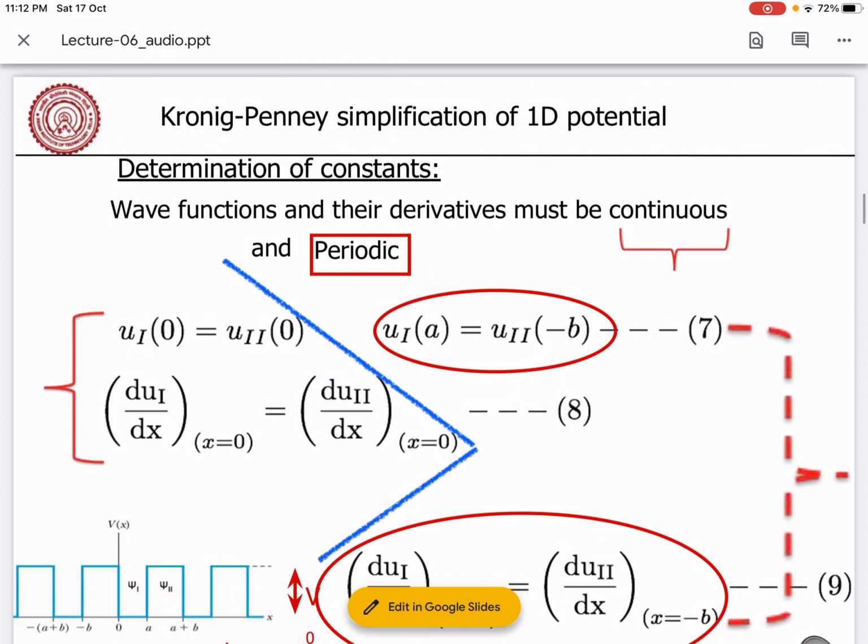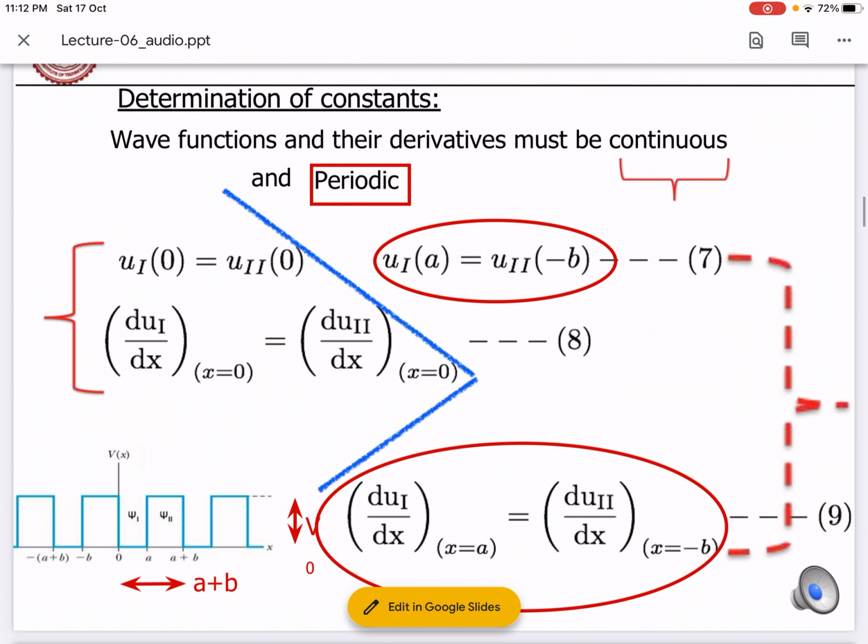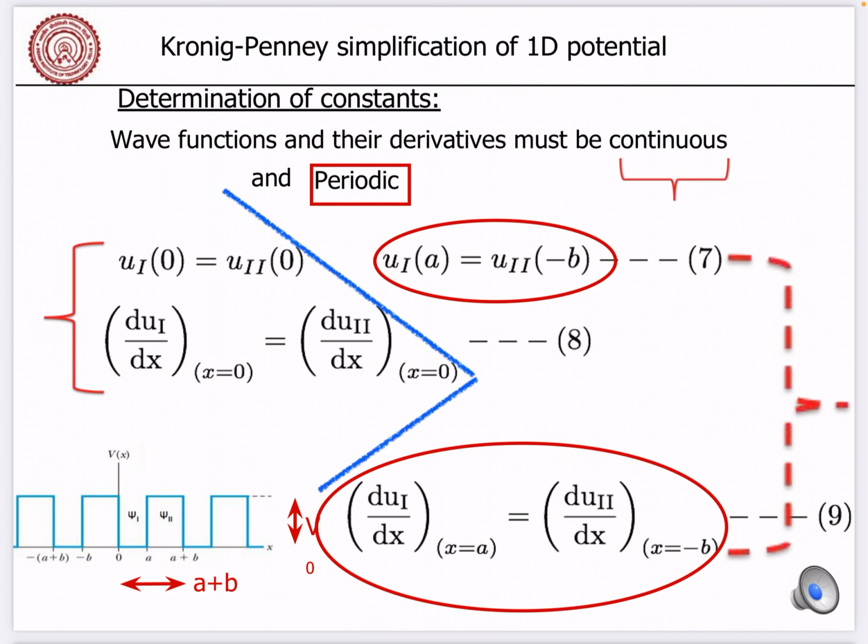So to solve this equation, you need to find out these constants, right. To determine these constants, we use the periodicity and the continuity of these wave functions. So now let us consider this periodic potential which Kronig and Penney have assumed.